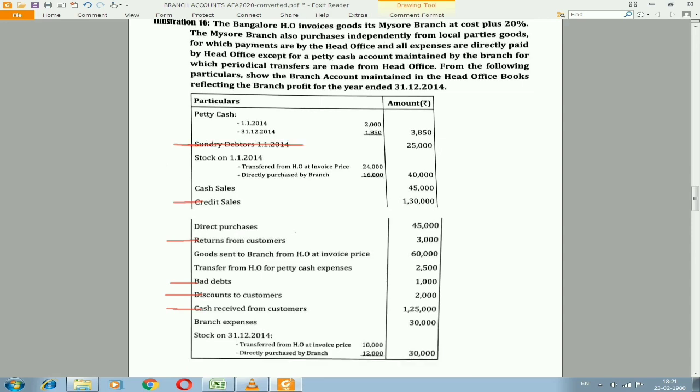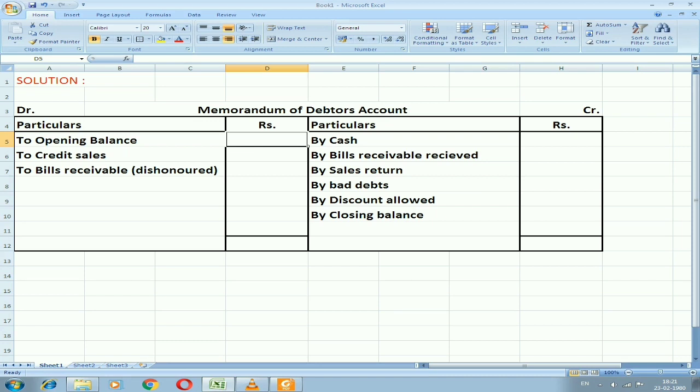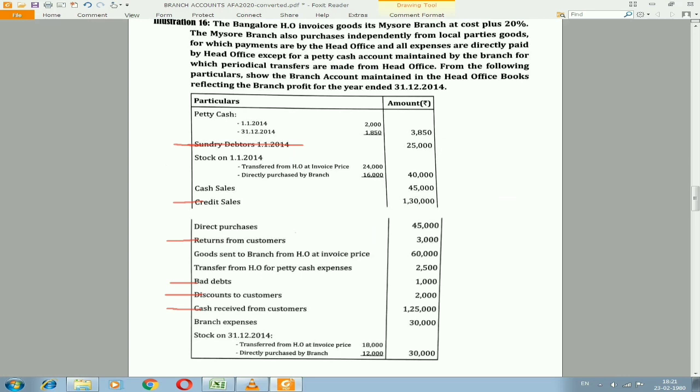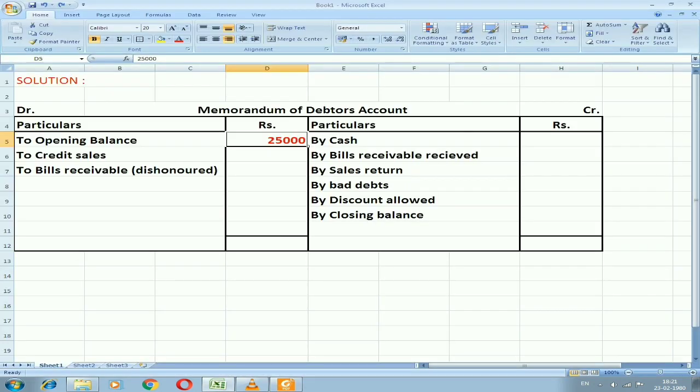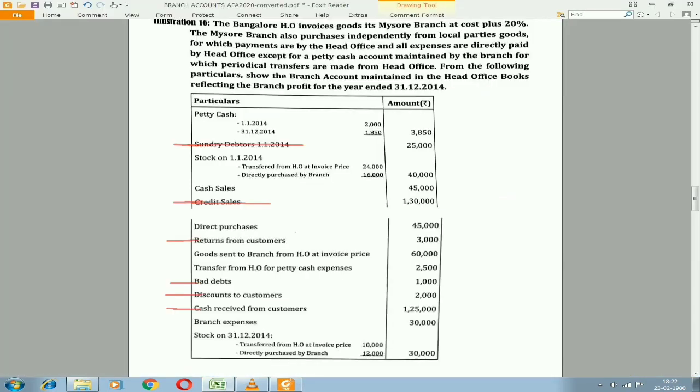So let us start with it. In the illustration, the first one is sundry debtors opening balance. Here I have entered it as 25,000. Apart from that, we have credit sales, that is the amount of rupees 1,30,000. Credit sales is on the debit side, 1,30,000 I have entered.